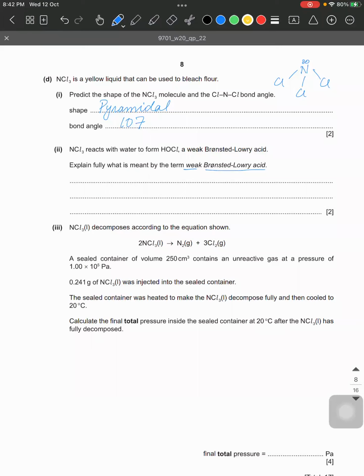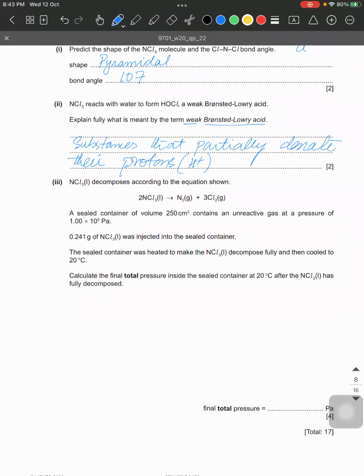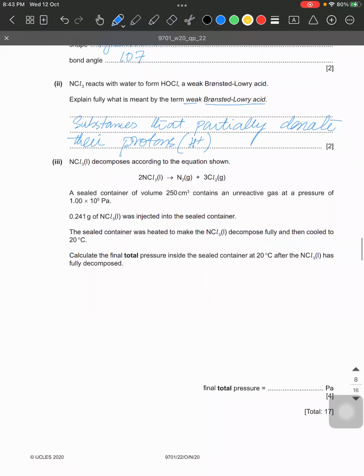So you can say substances that partially donate their protons, right? And what are protons? This is the H positive ion, right? We always need to remember the mark scheme as well. If you focus on the question, it is of 2 marks. So definitely you need to define weak and Brønsted-Lowry acid as well for 2 different marks, right? That is why I use the word partial dissociation. And the second is donating H positive ion, right?